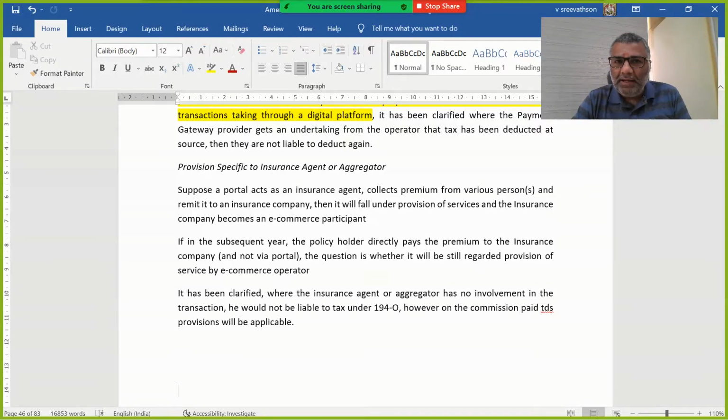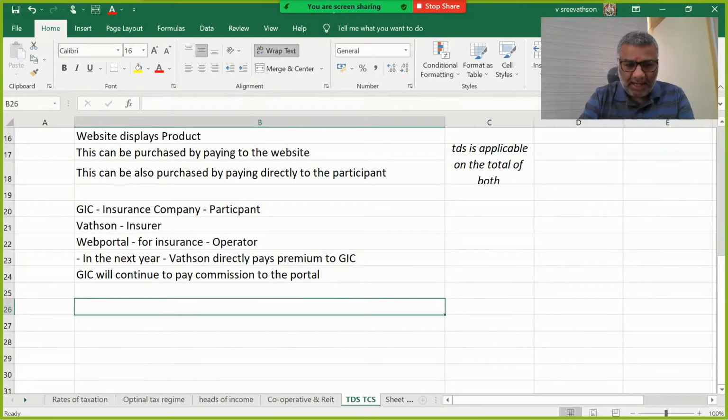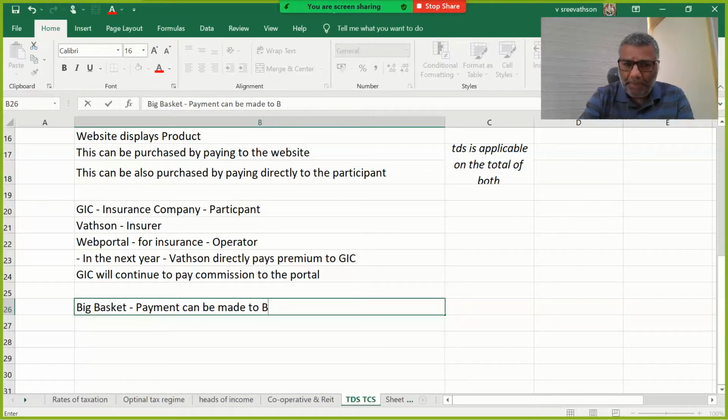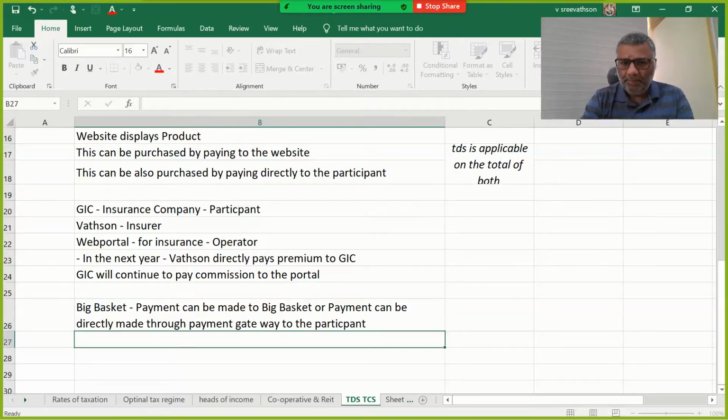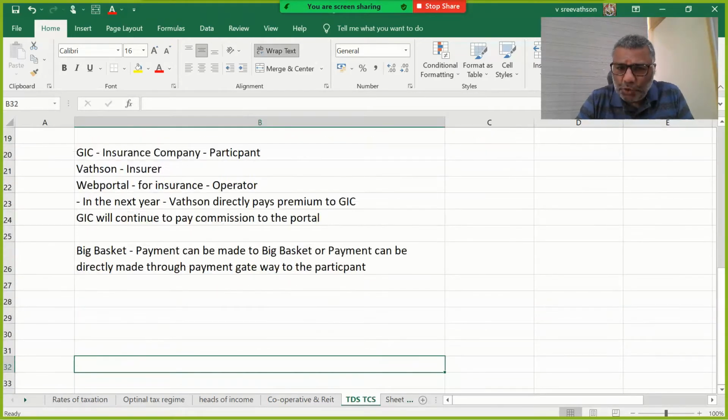Gross amount inclusion means if I am paying directly to the participant. Let us understand that with Big Basket. Payment can be made to Big Basket, or payment can be made directly through a payment gateway to the participant. These two options are there.